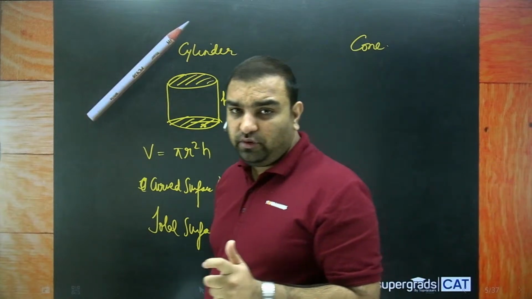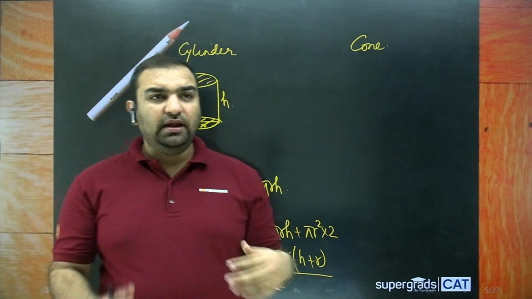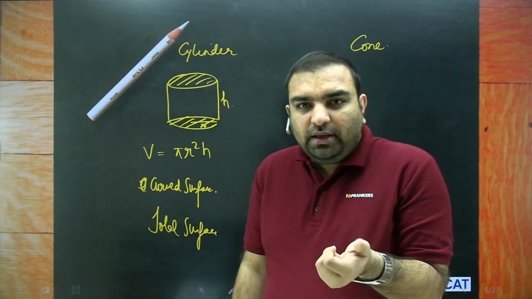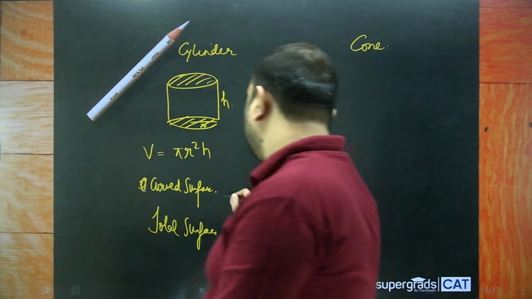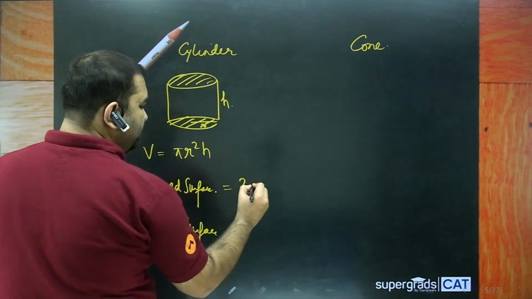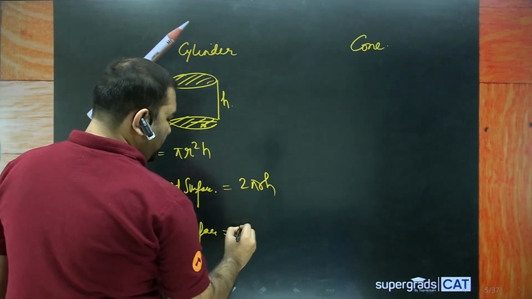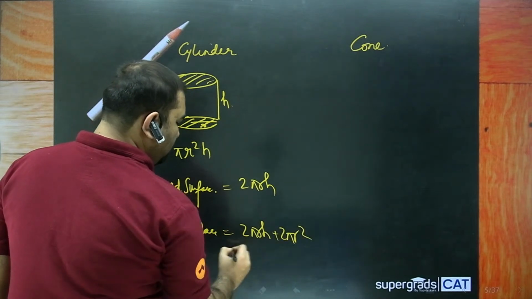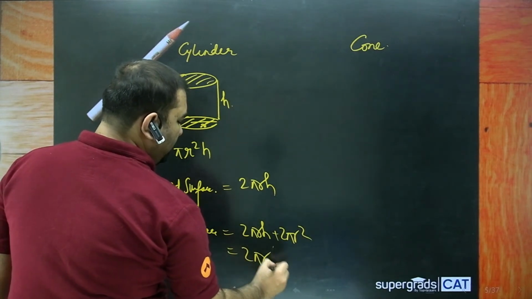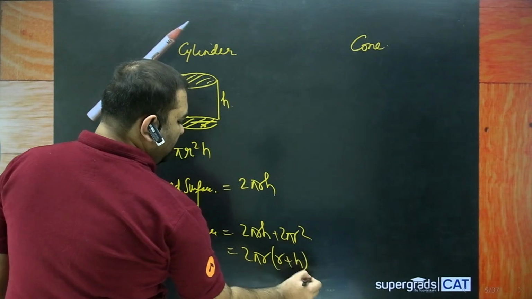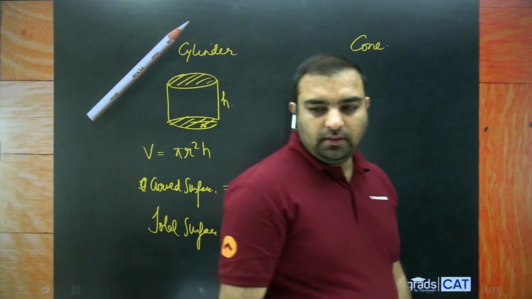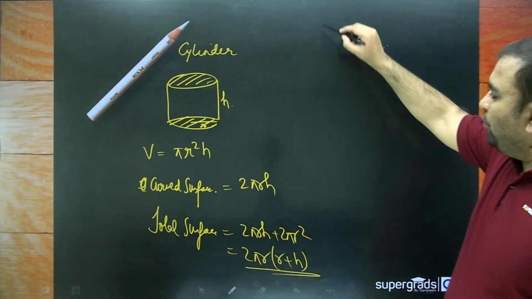वॉल्यूम पाई आर स्क्वायर एच, कर्व्ड सरफेस एरिया 2 पाई आर इंटू एच, टोटल 2 पाई आर एच में 2 पाई आर स्क्वायर और ऐड हो गया 2 पाई आर (एच प्लस आर). ठीक, परफेक्ट. नाउ कम्स द कोन.